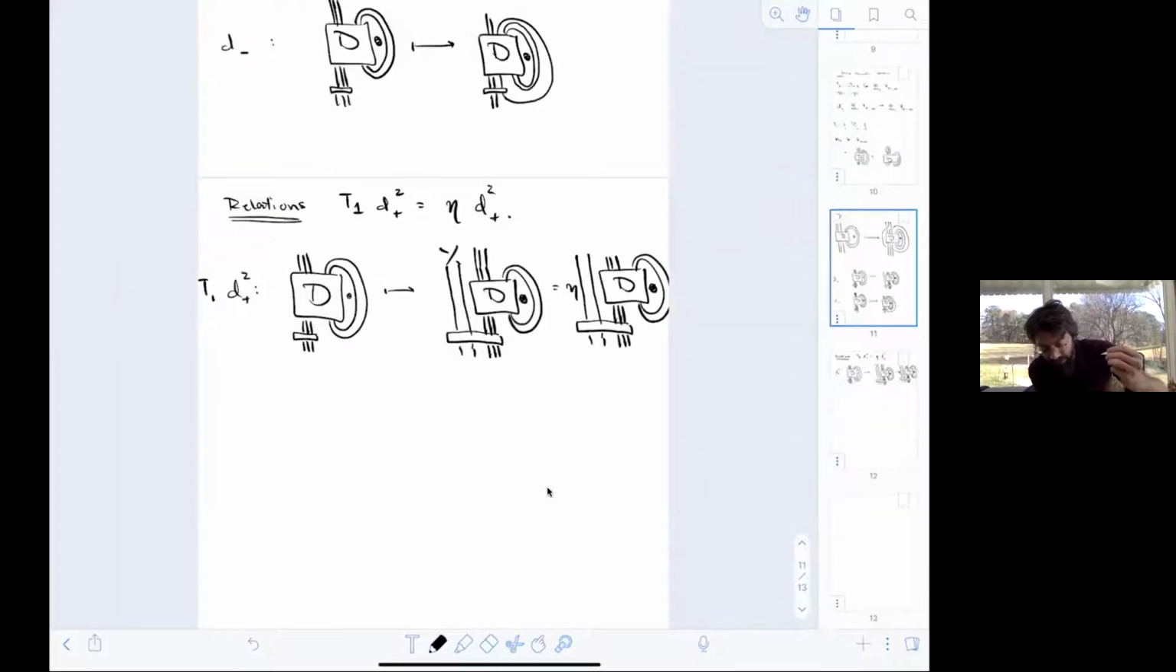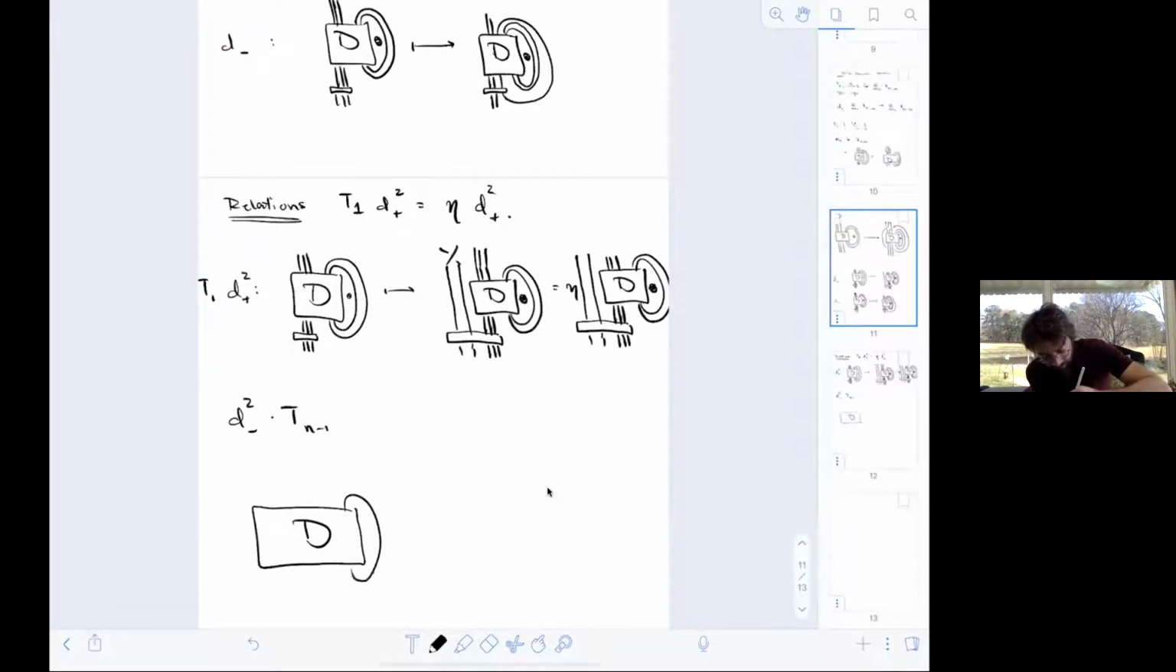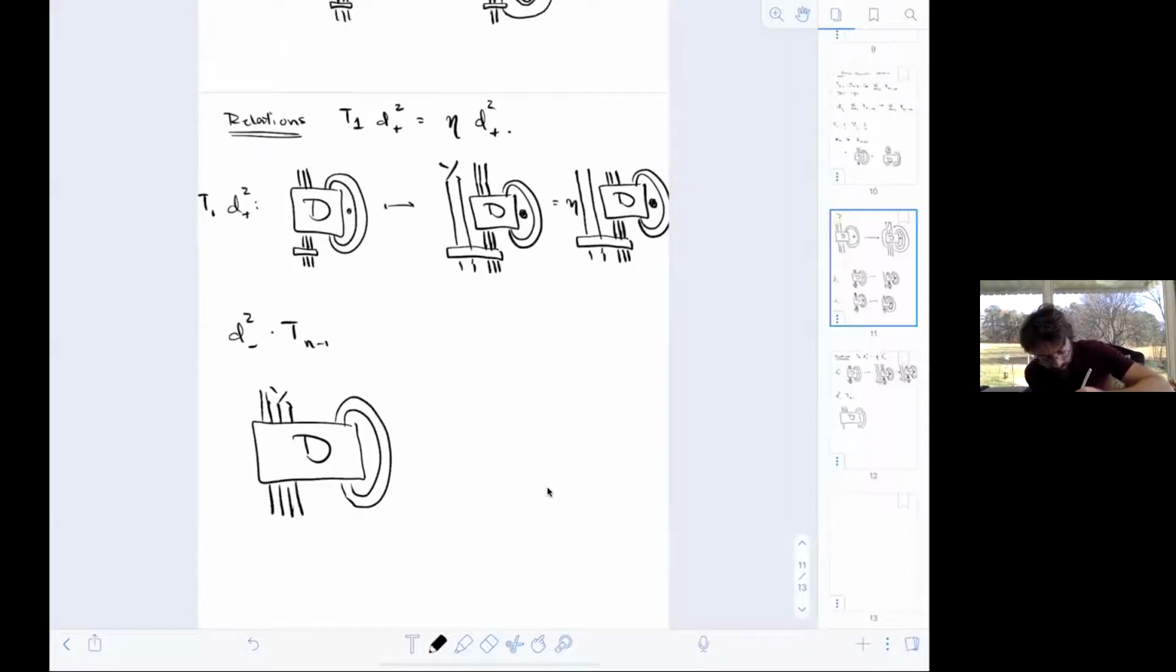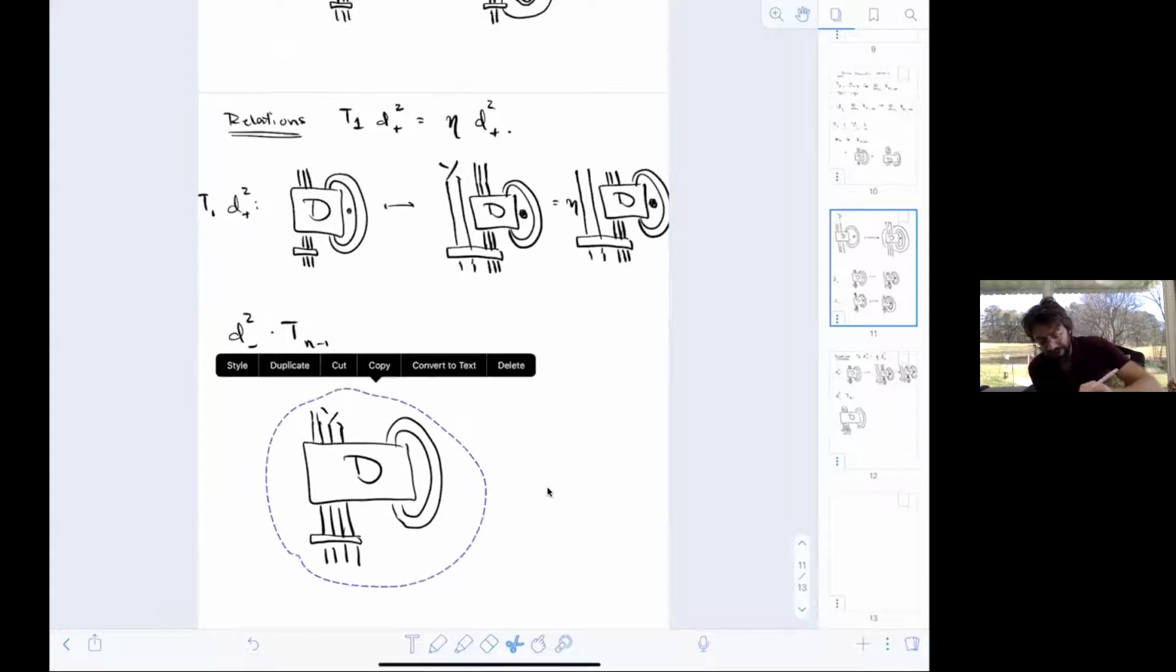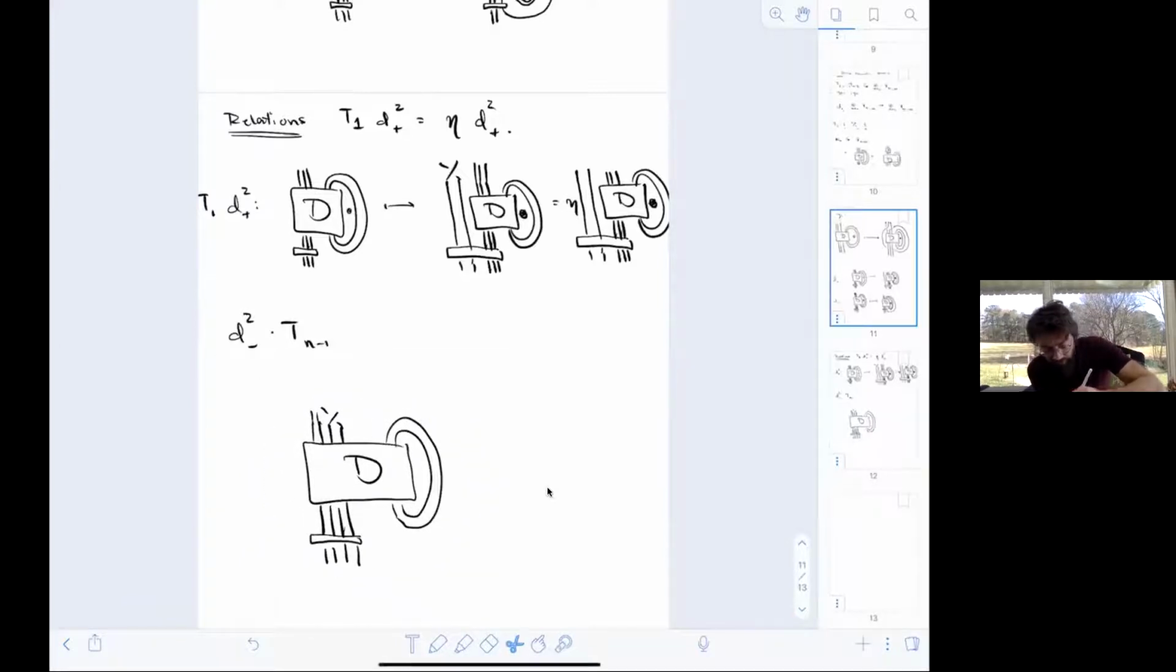There's another very similar relation, which is like a d minus squared preceded by a dn minus 1. So the picture for that would be something like you draw your diagram. Let's say n is 4. So you apply d tn minus 1, and then a pair of d minuses.